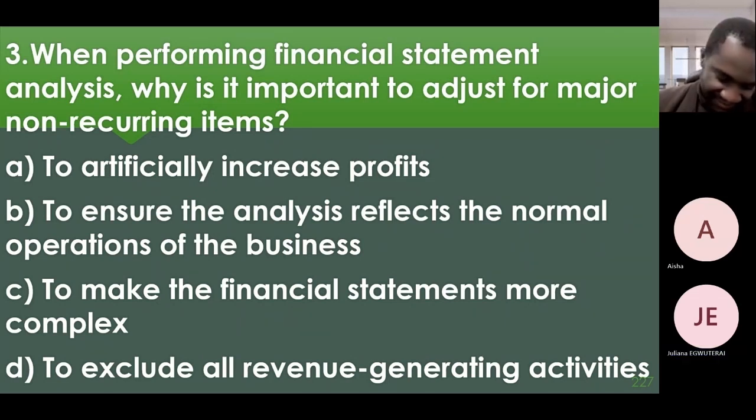Just be patient. When performing financial statement analysis, why is it important to adjust for major non-recurring items? To ensure the... B. Okay. J is picking B too. A picked B, she picked B.